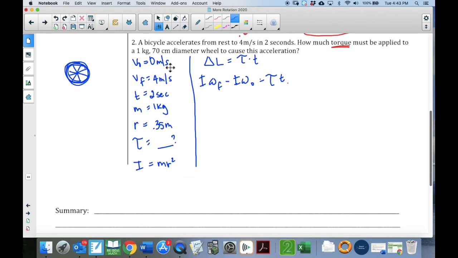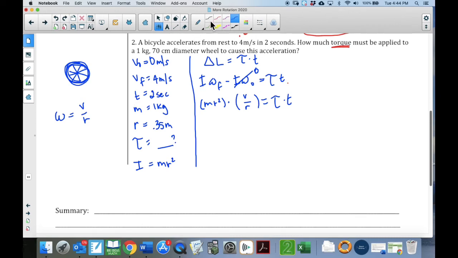Because our initial is 0, we can get rid of this. And so now we just need to plug in mr squared for that. And we also need to talk about our angular velocity. Okay, so our capital I is mr squared. Angular velocity, remember over here, angular velocity is v over r. And so we're going to plug that in.